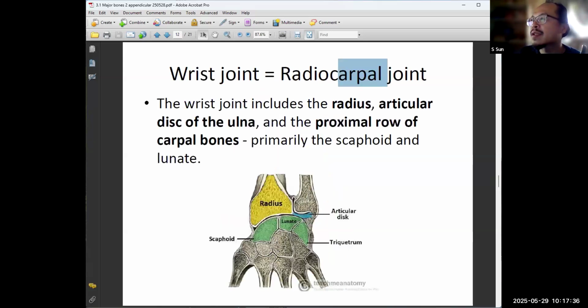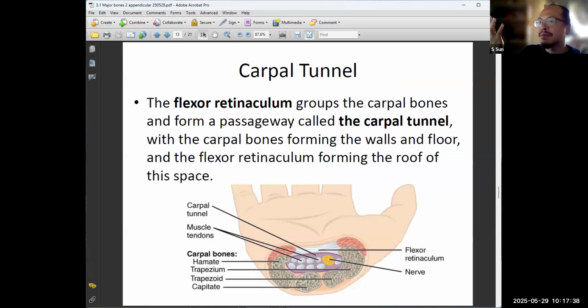So right here, that is the curve. This is your palm, and that curve creates this room, this tunnel. Because the bones here are called carpals, this tunnel is called the carpal tunnel. This carpal tunnel allows a lot of the muscle tendons to go through, and also nerves, and blood as well.